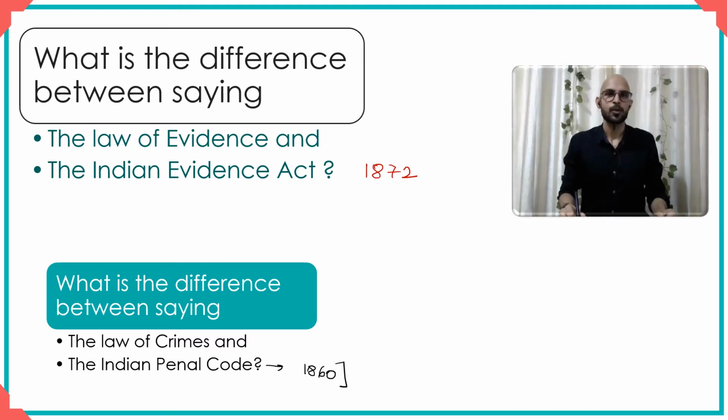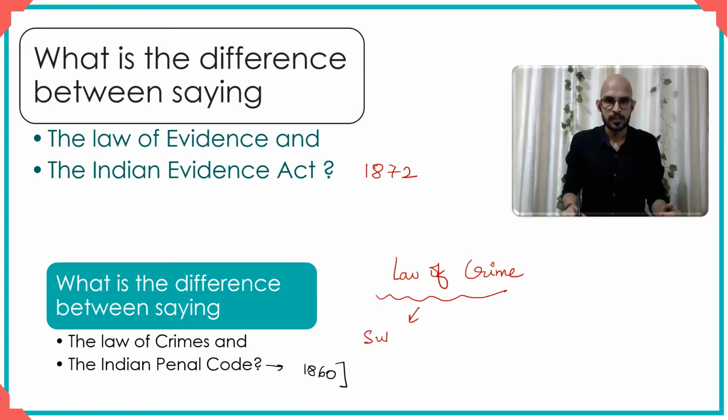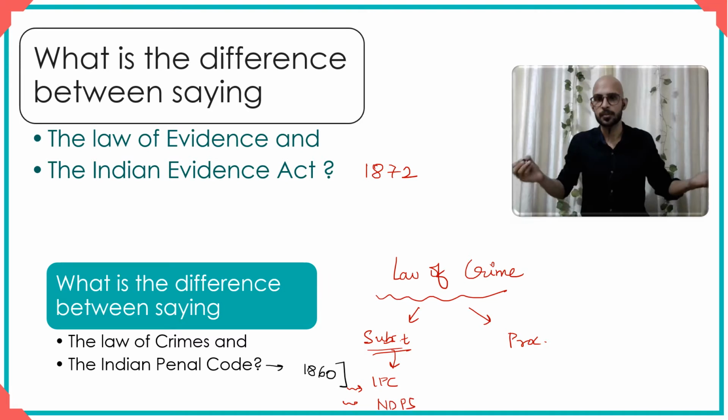You see, when I say law of crimes or the law of crime, depending on how you want to term it, this refers to both the substantive law of crime as well as the procedural law of crime, right? Within the substantive laws of crime, you have several provisions. You have the IPC, right? Also, let us say you have the NDPS Act, for example. That is also an offense related statute, right? It tells you some offenses, it tells you as to what a crime is or what an offense is.